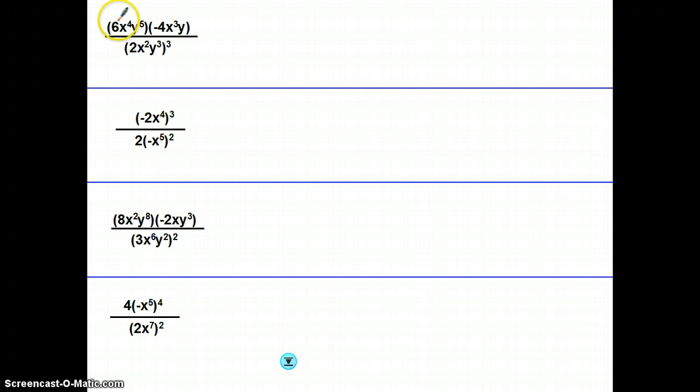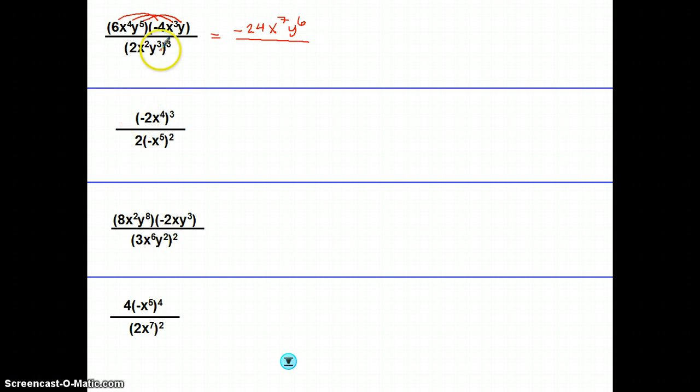So step 1, I'm going to multiply my 6 and my negative 4 to get negative 24. I can then multiply my x to the 4th and x to the 3rd by adding the exponents to get x to the 7th. I can multiply my y to the 5th and my y by adding the exponents to get y to the 6th power.